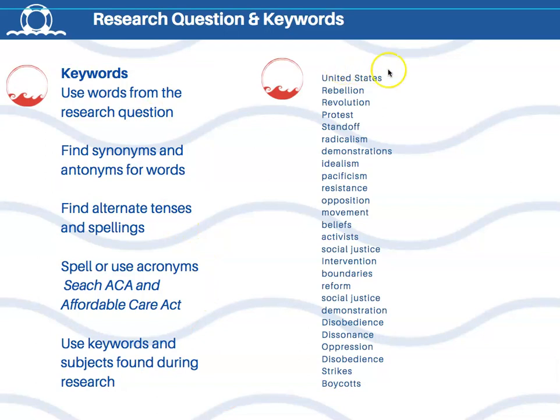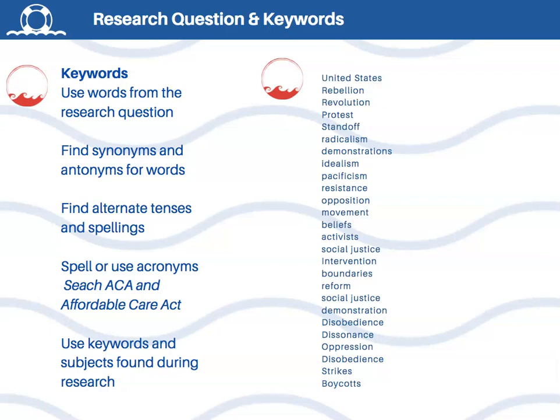Keywords. That's right. From your research question, let's take in some keywords. Bring out those important words. Find synonyms and antonyms for your words. Those two will help you research your piece. Find alternate tenses and spellings. Resist, resistance, resistors. In the case of the databases, you can often use a truncation marker, which is an asterisk, to help you find all of those pieces.